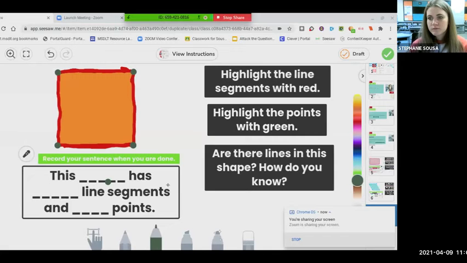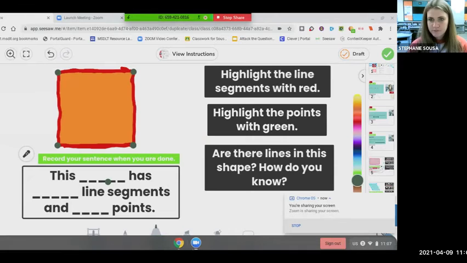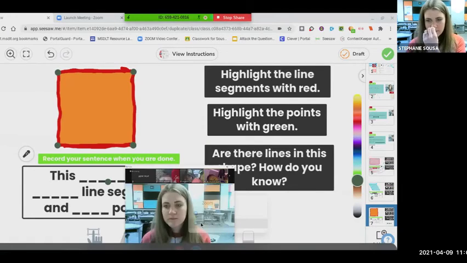Taking a look at screens. I'm going to have some people share their screens to show their work. Okay. Jalen, would you mind sharing your screen and showing us the line segments that you highlighted in red? Jalen, could you share your screen and show us those line segments? All right, go ahead and unmute Jalen. Oh, wait, I got to let you unmute. There you go. Go ahead and unmute Jalen and show us the line segments.